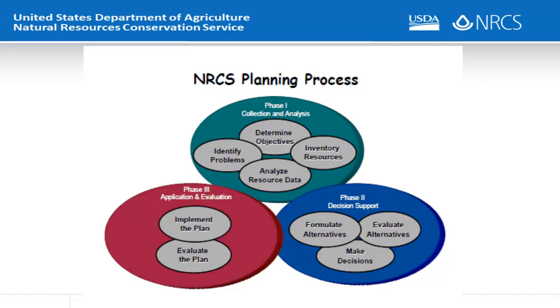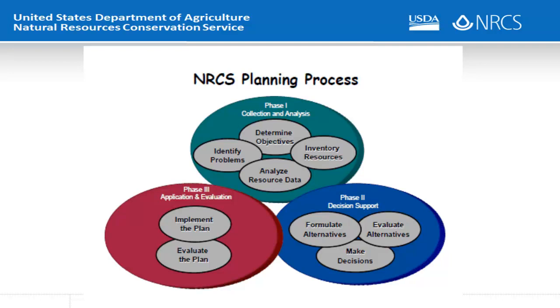The planning process used by NRCS is a 3-phase, 9-step process. In phase 1, which is collection and analysis, or understanding the problems and opportunities, we have the first 4 steps. Identify problems and opportunities, determine objectives, inventory resources, and analyze resource data.